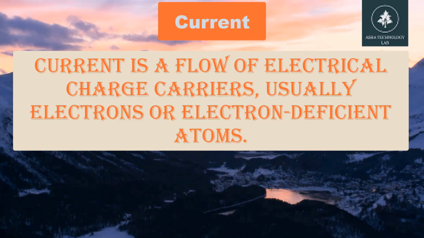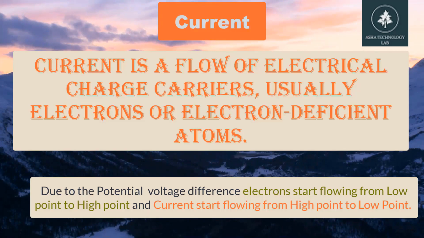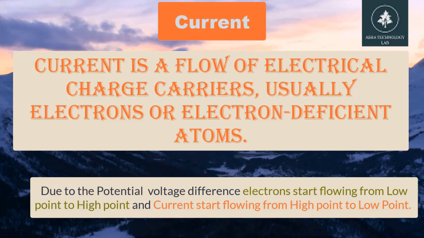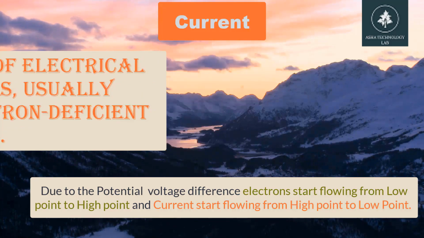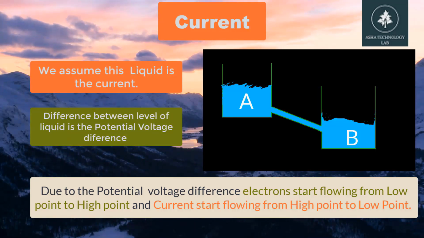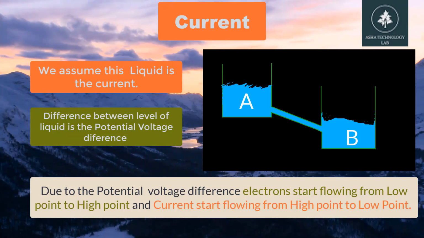Now let's see what current is. Current is a flow of electrical charge carriers, usually electrons or electron-deficient atoms. Due to the potential voltage difference, electrons start flowing from the low point to the high point, and current starts flowing from the high point to the low point. To understand the concept of current, take the same example of two jars which are kept on different levels. We assume this liquid is the current, and the difference between the levels of liquid is the potential voltage difference.